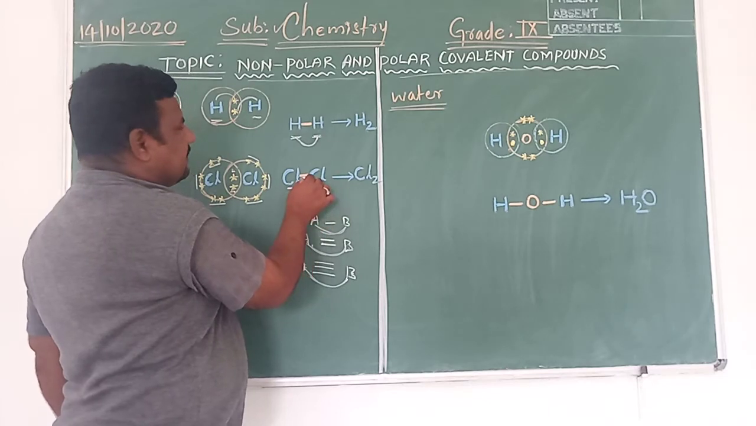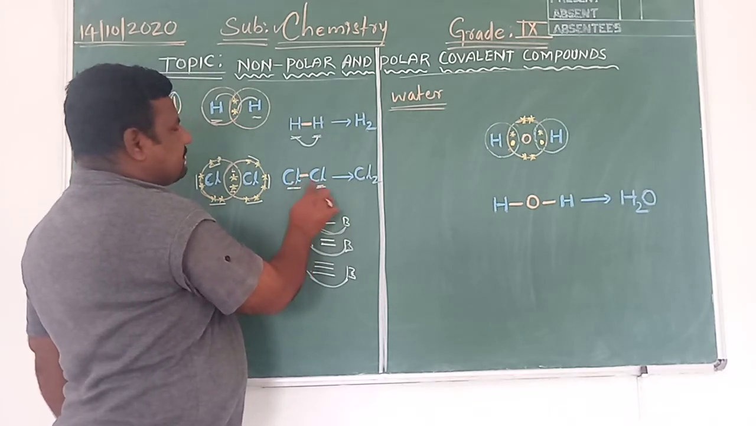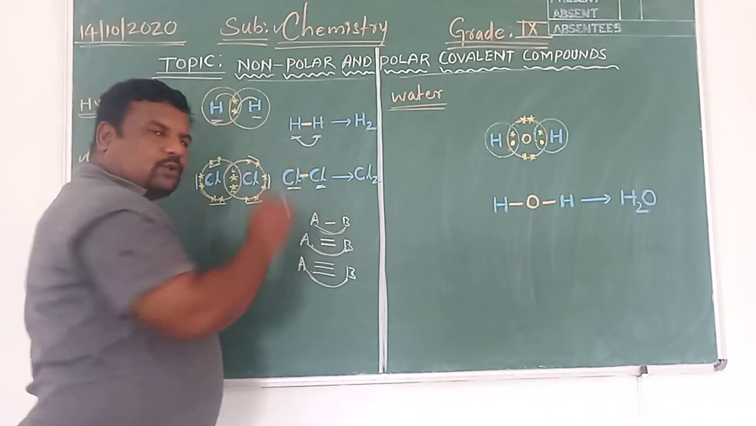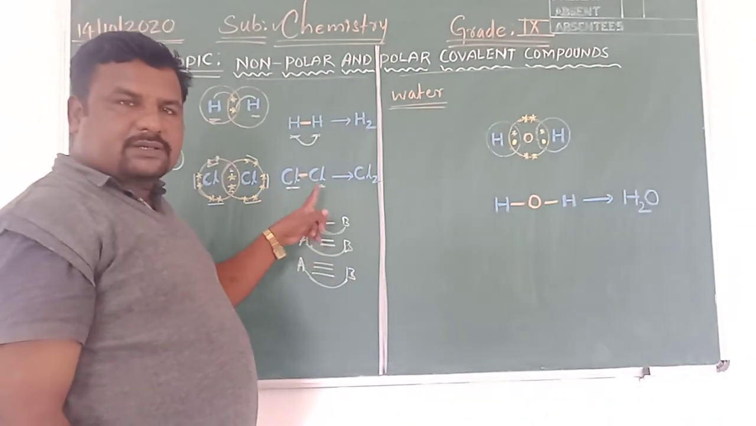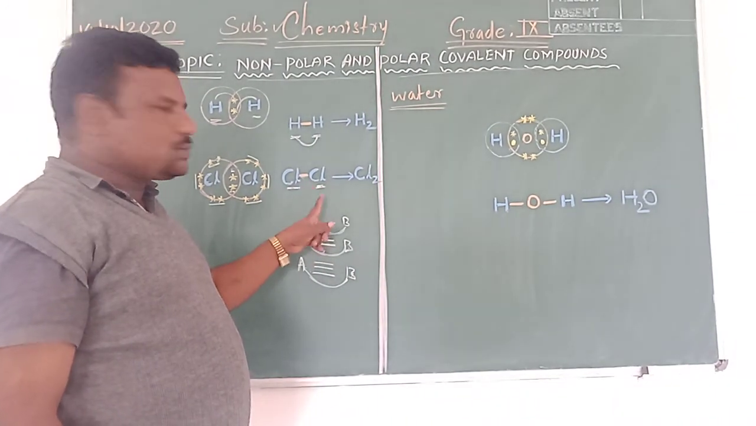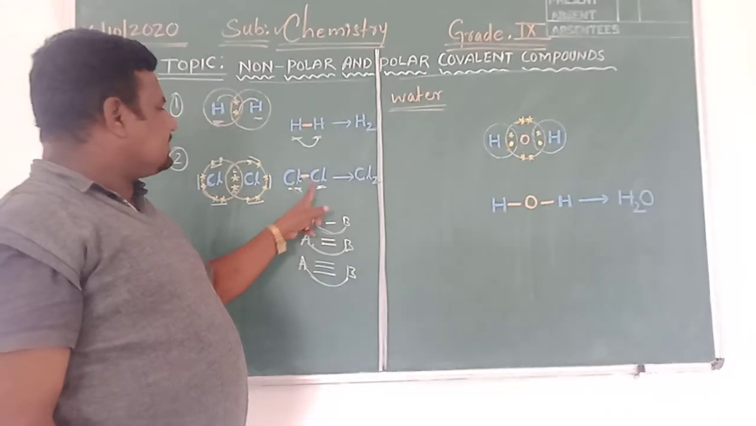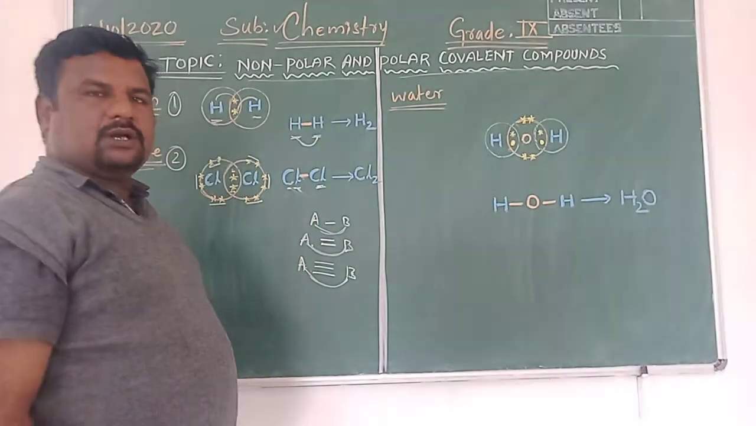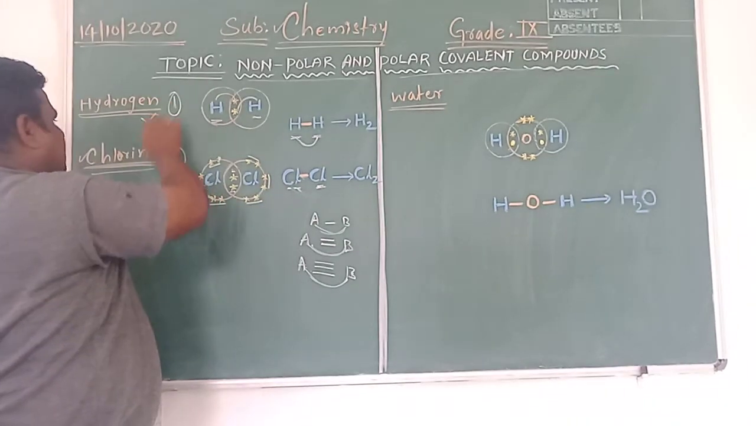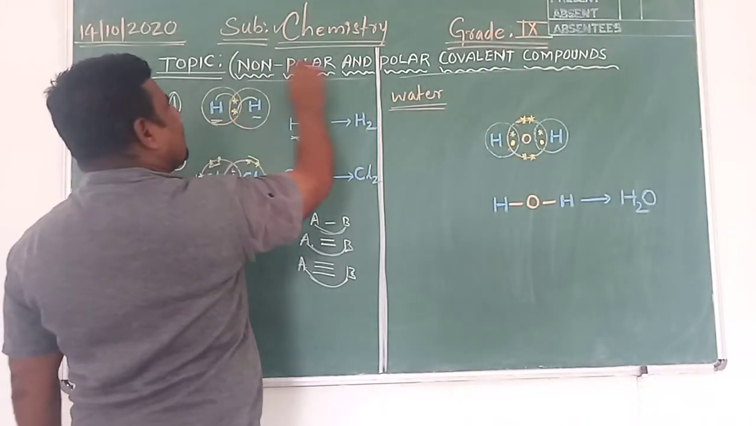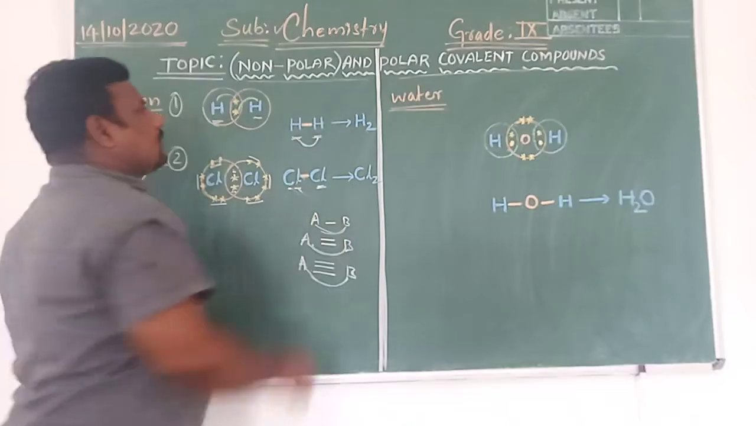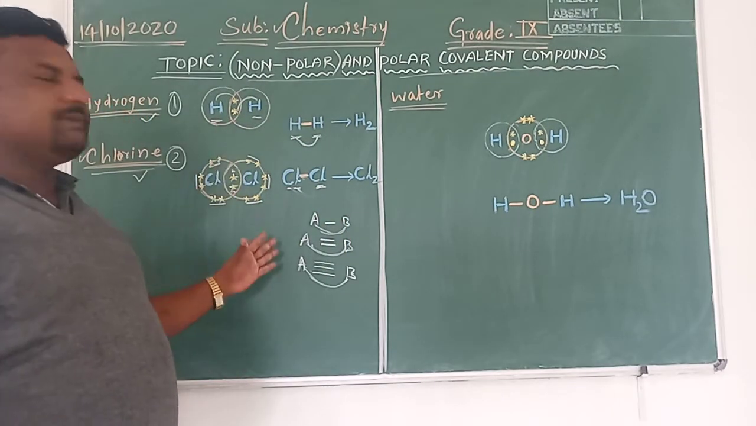Again, these two chlorine atoms are separated by a single line that indicates a bond. There is a single covalent bond between these two chlorine atoms, and they become Cl plus Cl, Cl2. So these two, hydrogen and chlorine, we have taken as non-polar covalent compounds in this way.